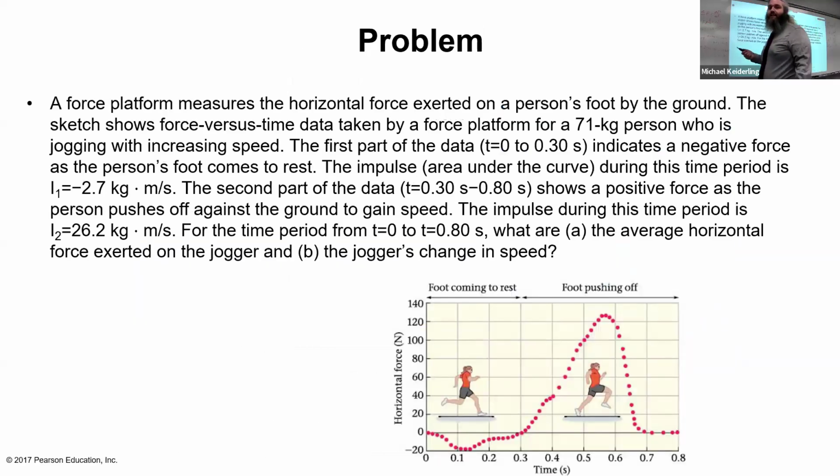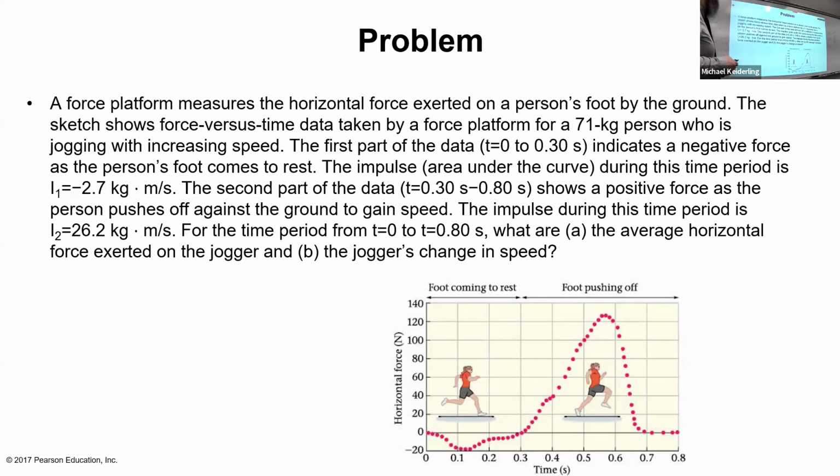So here we have a force, the measurement of a person's foot with the ground. A force platform measures the horizontal force exerted by a person's foot on the ground. The sketch shows force versus time data taken by a force platform for a 71 kilogram person who is jogging with increasing speed. The first part of the data from t equals 0 to 0.3 seconds indicates a negative force as the person's foot comes to rest. So they're putting their foot down and their foot is slowing down.